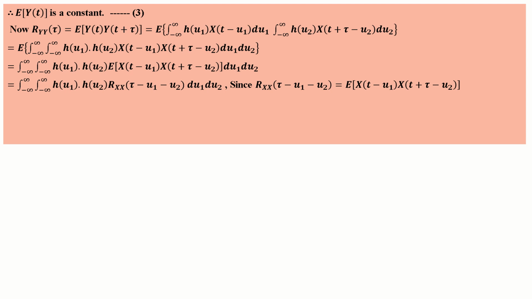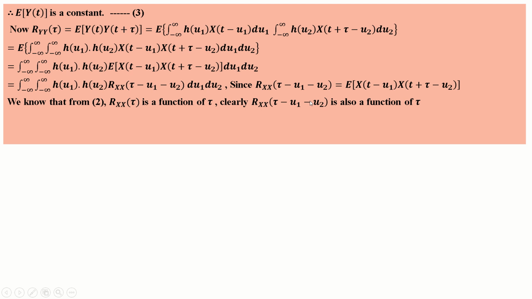Here you have t plus tau minus u2 and t minus u1, so taking the same difference, t plus tau minus u2 minus t plus u1, you will get tau minus u1 minus u2. So du1 du2 Rx(tau minus u1 minus u2) is the expected value of x(t minus u1) x(t plus tau minus u2). You can replace minus u1 by plus u1 also, and you will get the same thing, no problem.